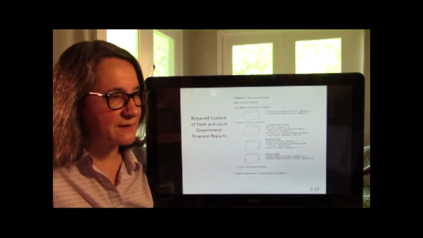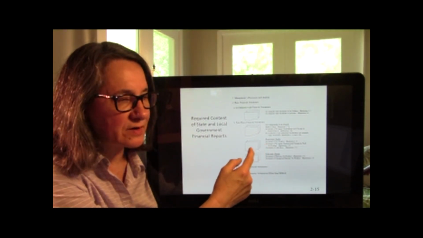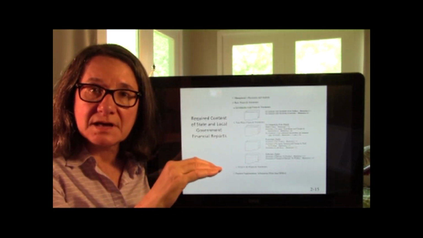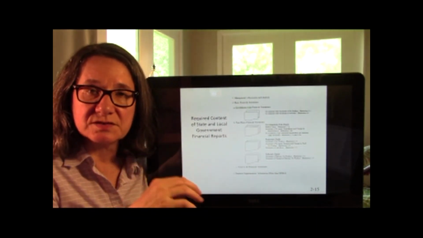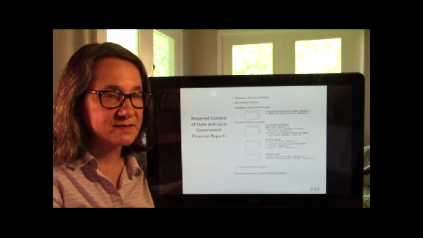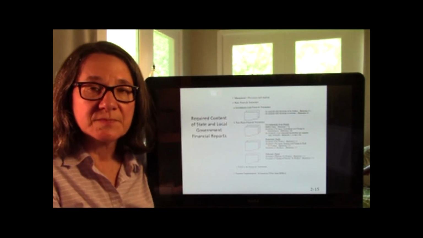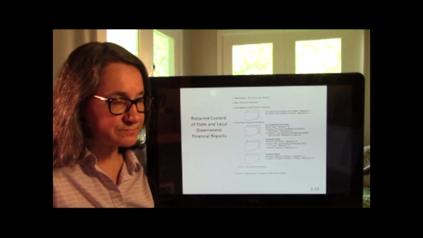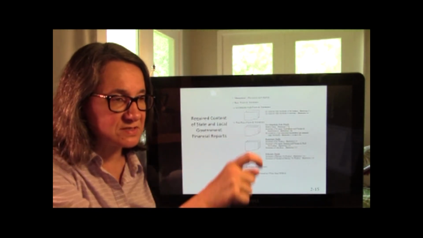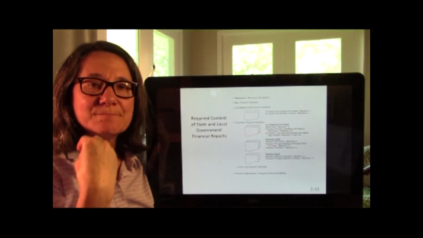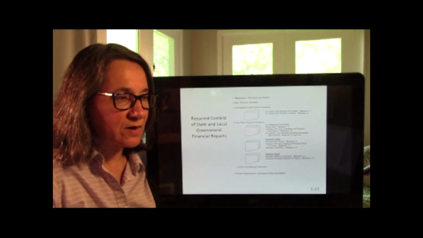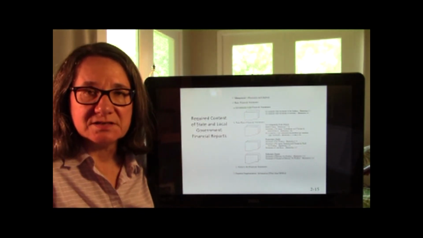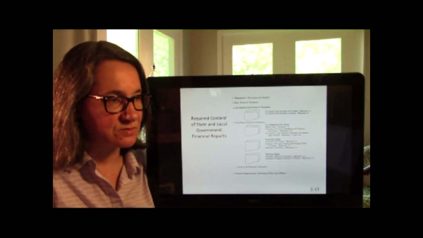And sometimes when you have a lot of proprietary funds that are components of the financial statements, you will see their financial information back here as schedules in the RSI. So if you went to the state of Texas and looked at the Texas government-wide financial statements and the proprietary funds, you would see universities, but then you could go back to the RSI, the required supplementary information, and see Texas A&M System's information and how much revenues they had from different sources.